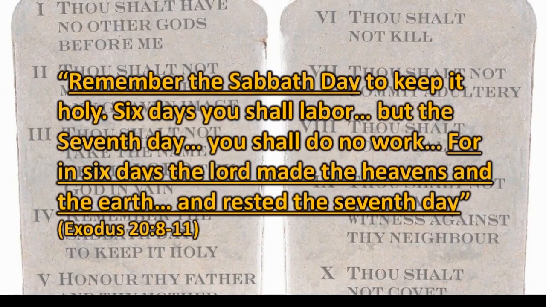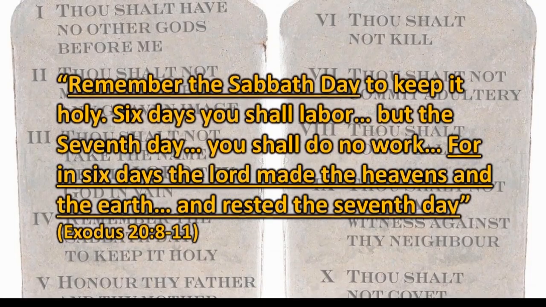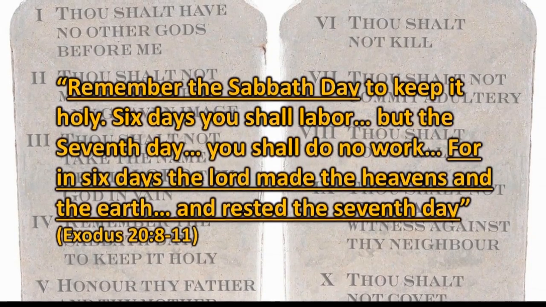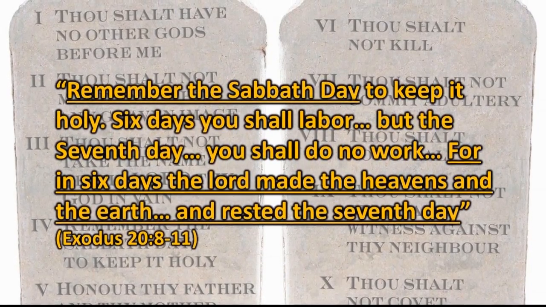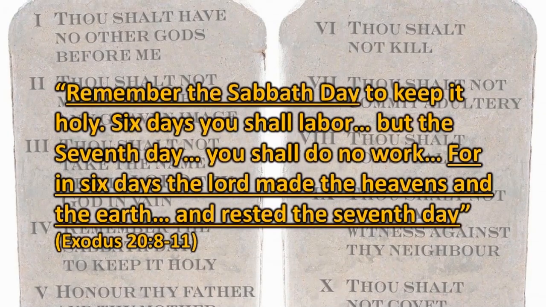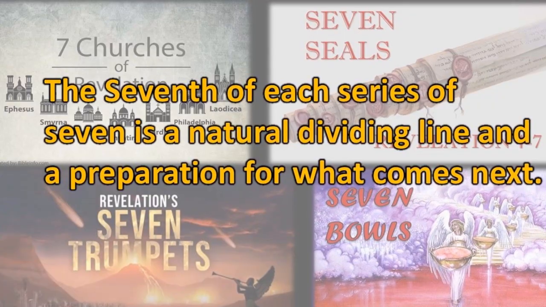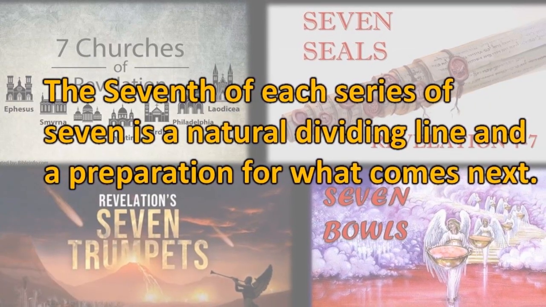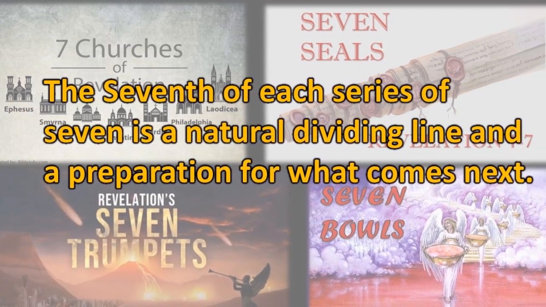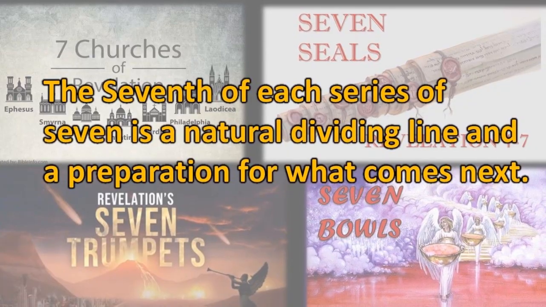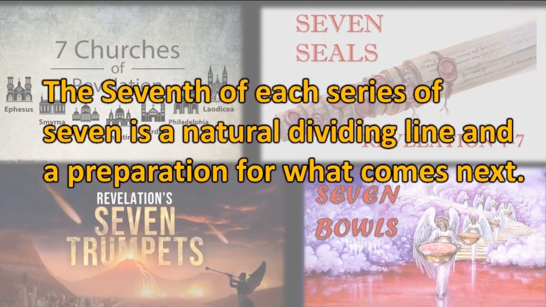We see this principle also in Exodus 20, where the 7-day week is a memorial of creation. The 7th day is not only the culmination of the week, but also a preparation through rest for the coming week. The implication for the book of Revelation is that the 7th of each series of 7 is a natural dividing line and a preparation for what comes next.